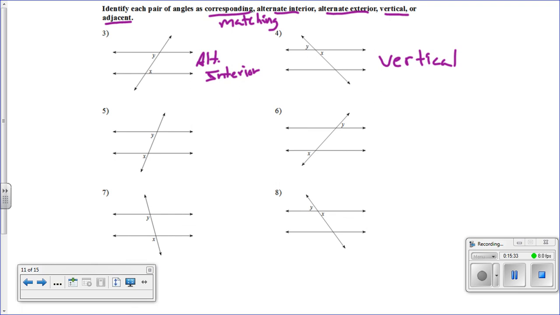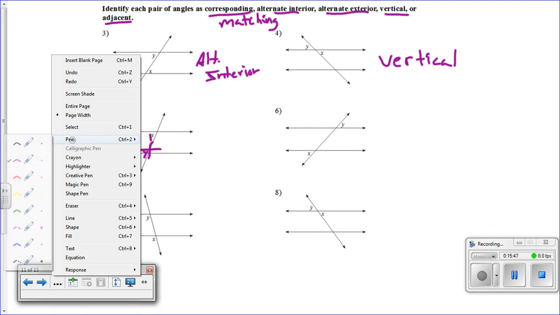So in other words, this is the one where if I trace this and slide it down my transversal, it's going to match up down here. So it's like it's twin. So we're going to say that that is corresponding.